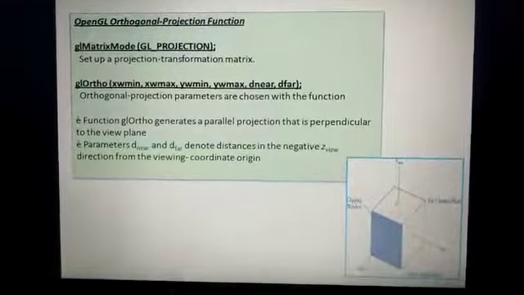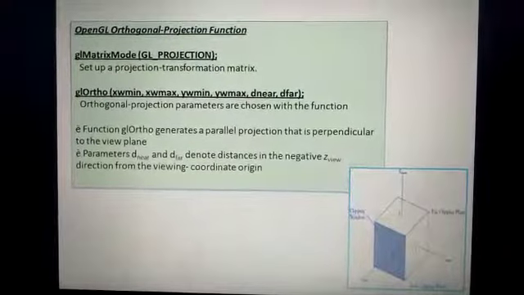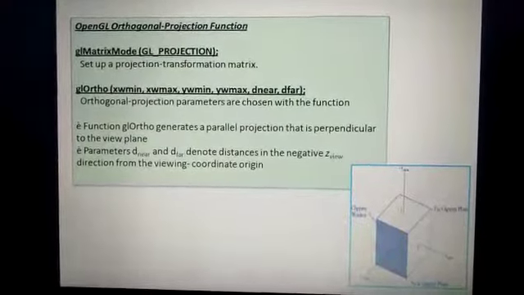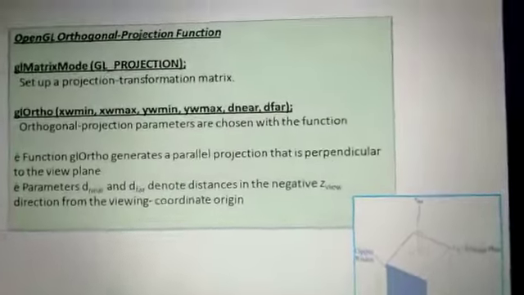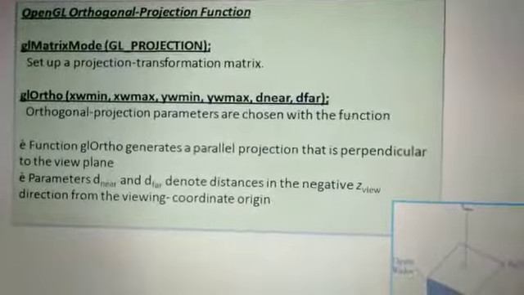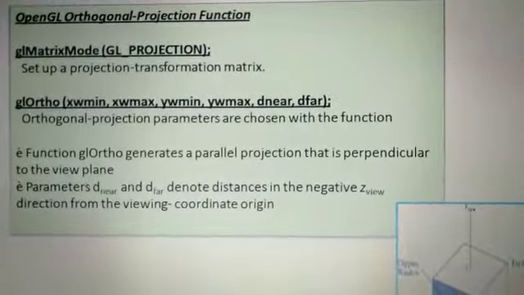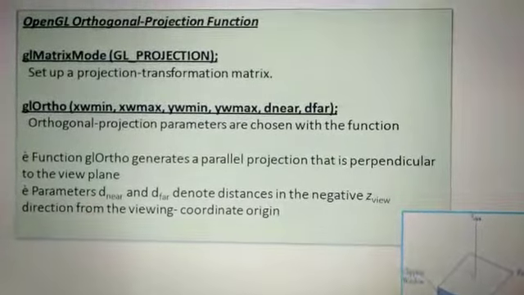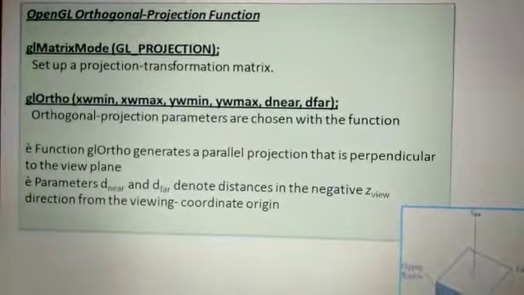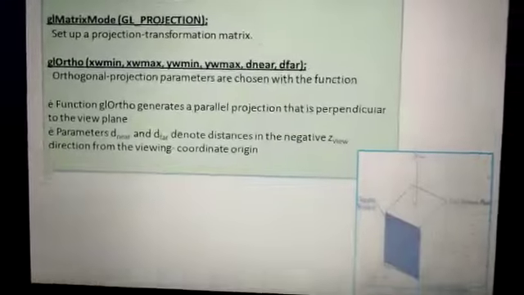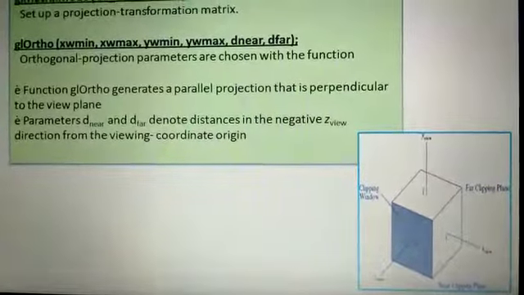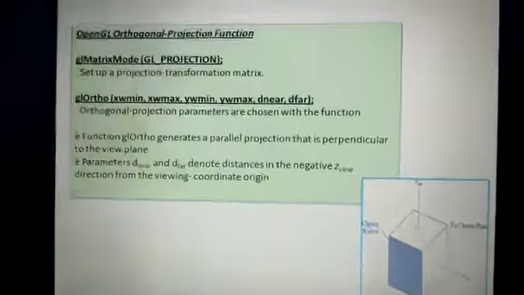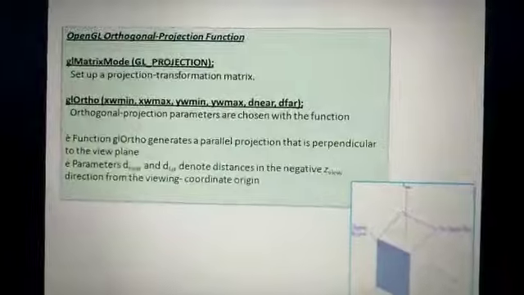The next category is the OpenGL orthogonal projection functions, where we deal with the matrix mode GL_PROJECTION, where we set up a projection transformation matrix. The next function is glOrtho, with x value, y value with respect to minimum and maximum, and z value with respect to near and far. So these orthogonal projection parameters are chosen with the function glOrtho.